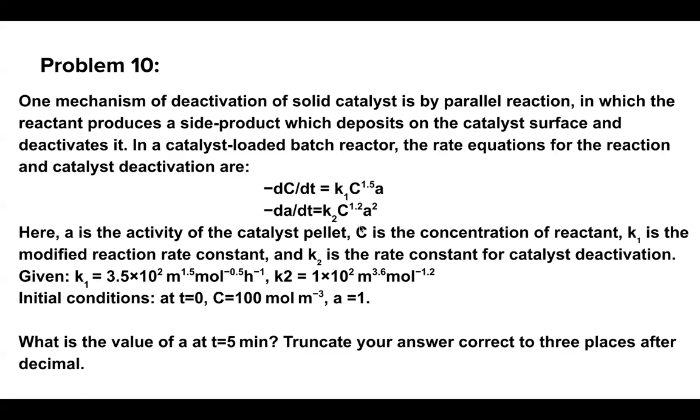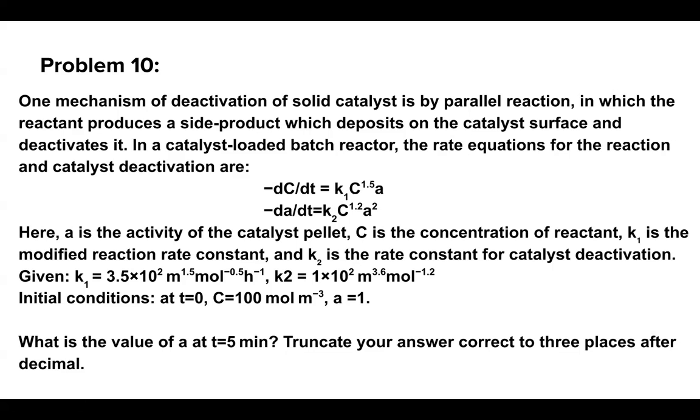You have two equations given here. K1 is a modified reaction rate constant. So K1 value is given, K2 value is given. K2 corresponds to the catalyst reactivation. So basically, there are two equations given to you, one corresponding to concentration, the other corresponding to activity. All the K1, K2 constants have been given to you.